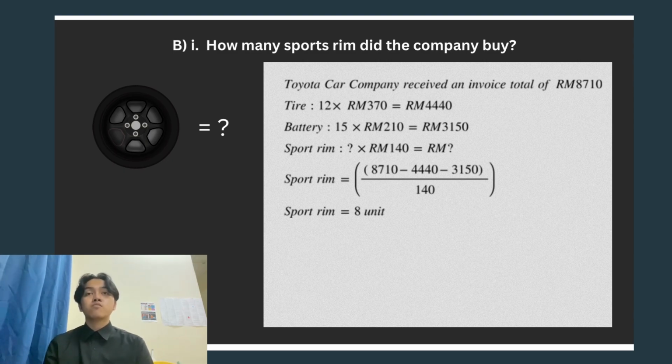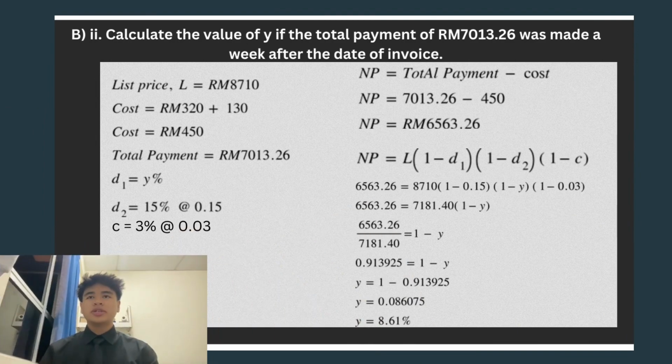So to find the sport rim we use bracket RM 8,710 which is the total invoice, minus 4,440 which is the total of the tire, minus 3,150 which is the total of the battery, close bracket, divided by 140 which is the price per rim. So we get the answer for the sport rim is 8 units. So we move to the next question.